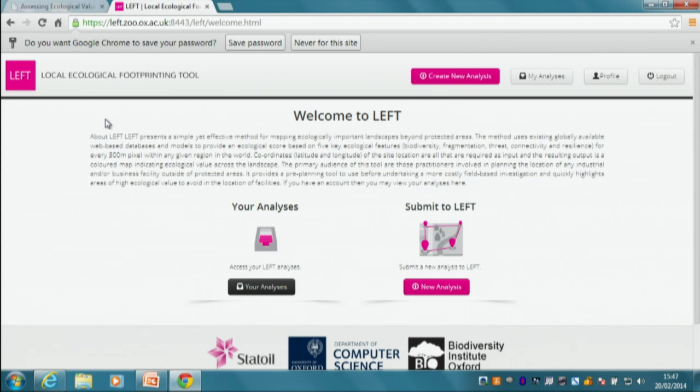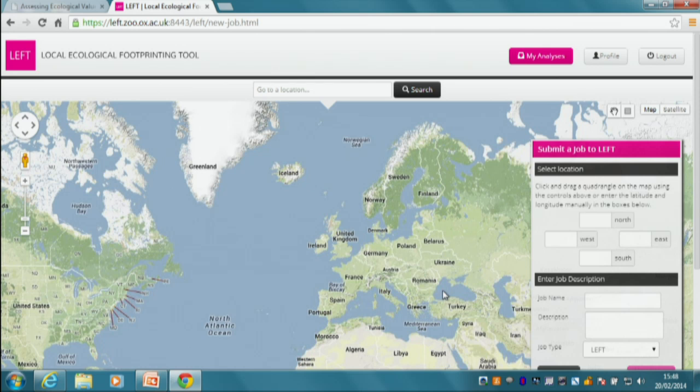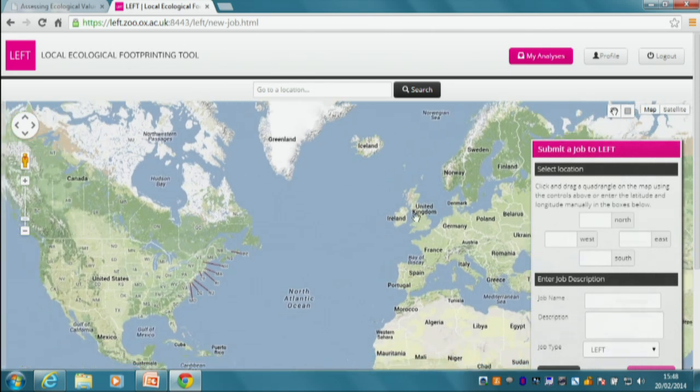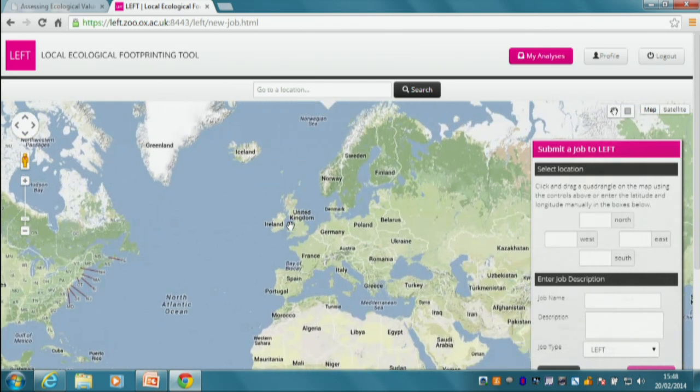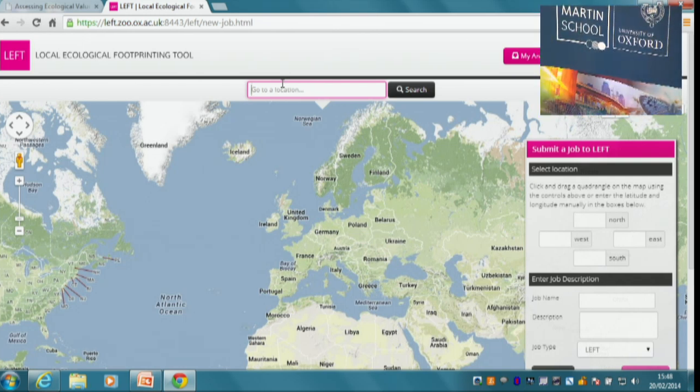So this is the screen you see when you first come to the tool as a user. You can do two things from here. You can click on the View Analyses, the black button, to see all the previous questions you've asked about ecological value and get results. But if you're here for the first time, you click on the New Analysis button, which is here. And this is the interface. It's a sort of slippy map. You can pan and zoom it. You can toggle between a map view and a satellite view. It can search by place name, so if you type in Oxford here, for example, it will send you to the map. If you know a particular place in the world you're interested in and you have bounding coordinates, you can type them in these squares here.